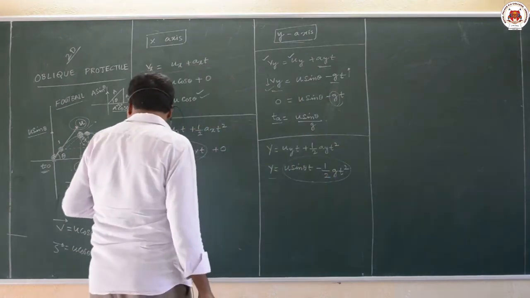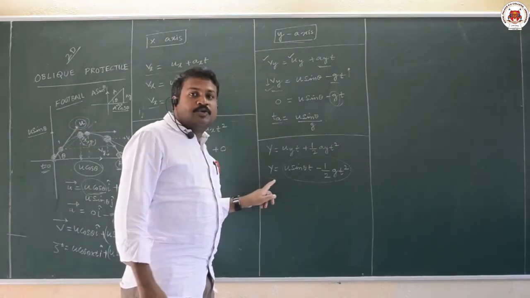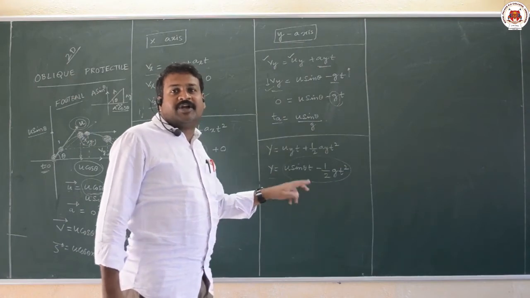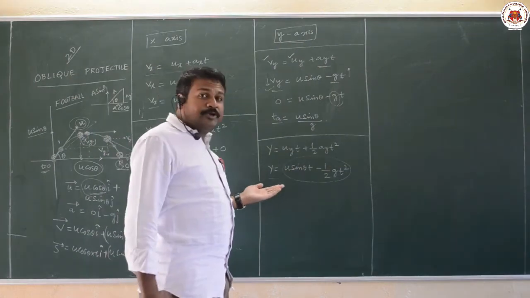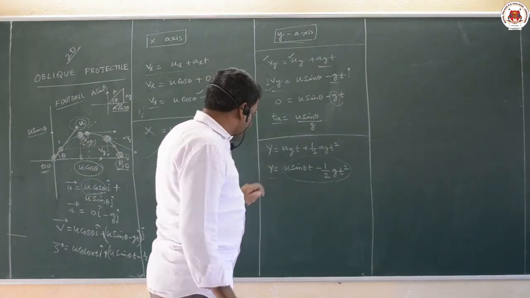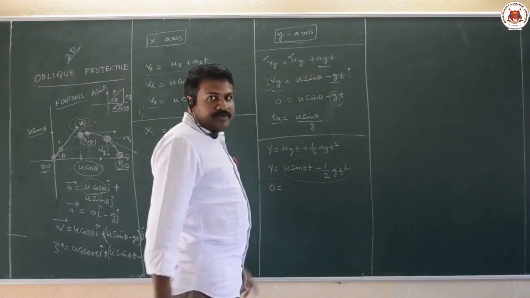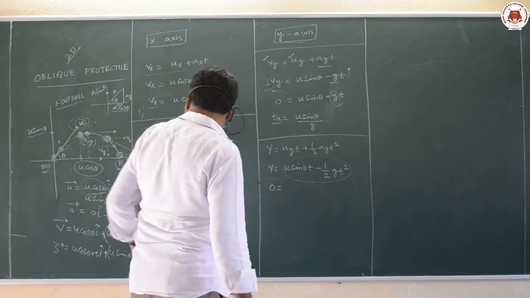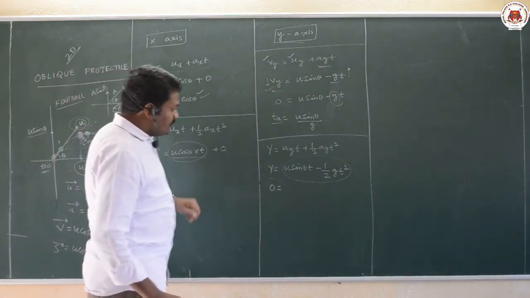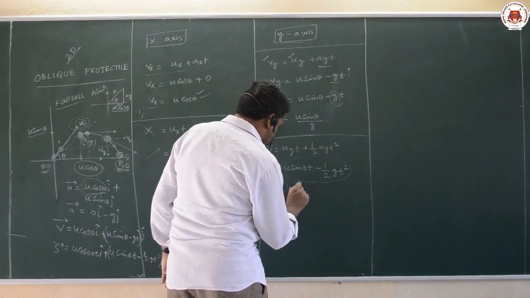The time taken to reach the ground, or the time for which the body is in air, or the time taken to reach the same plane of projection, is called the time of flight. So if y is equal to 0, time is equal to the time of flight. When y becomes 0, the body reaches the ground, as you can observe here. So taking y equal to 0, you can find the time of flight.